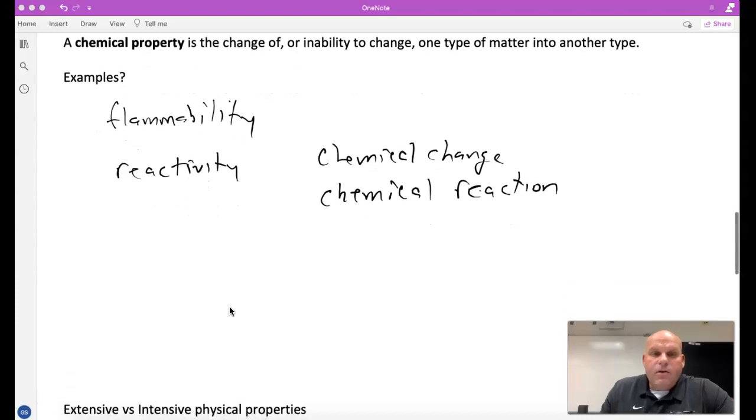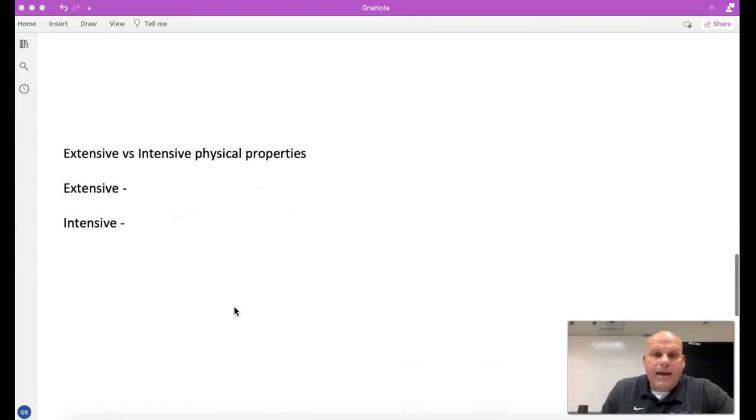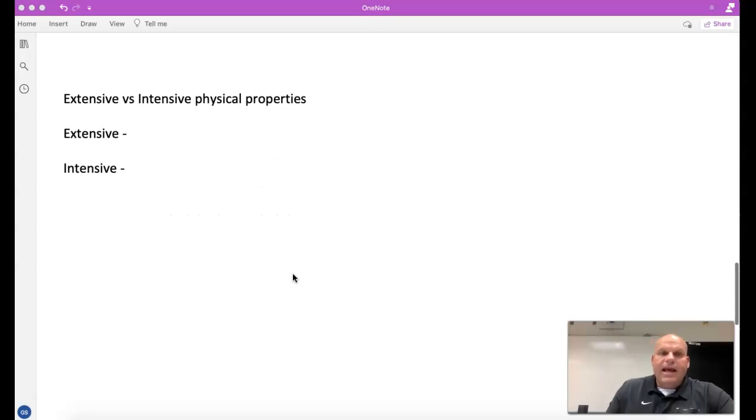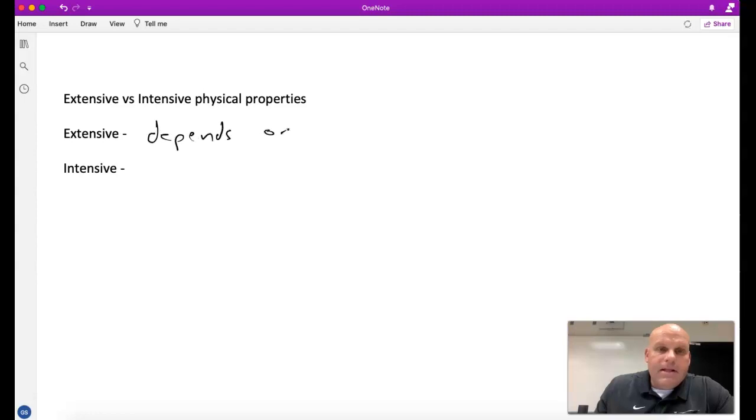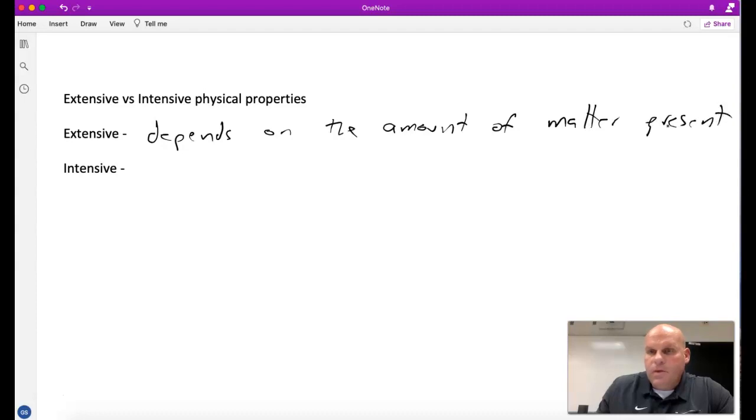Okay, so the final distinction that we need to make at this point is the difference between extensive and intensive physical properties. So extensive depends on the amount of matter present. So common ones here obviously are mass and volume. The more matter I have, the greater the mass will be.